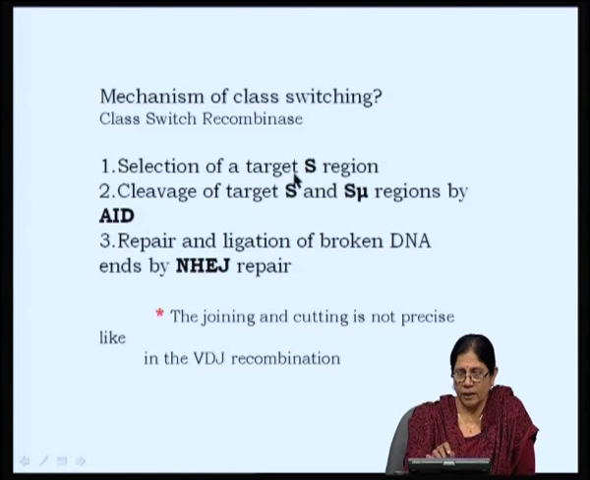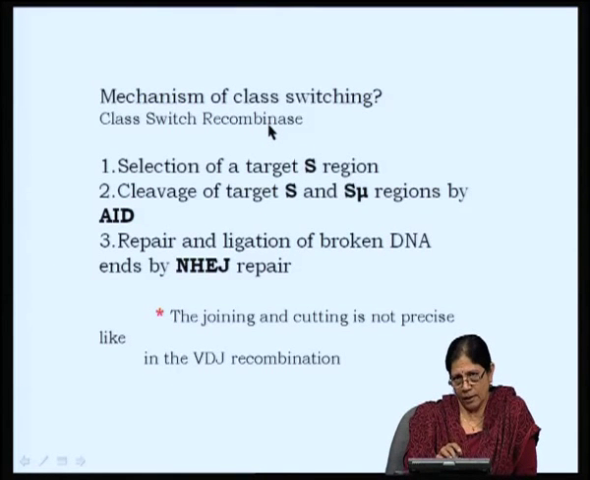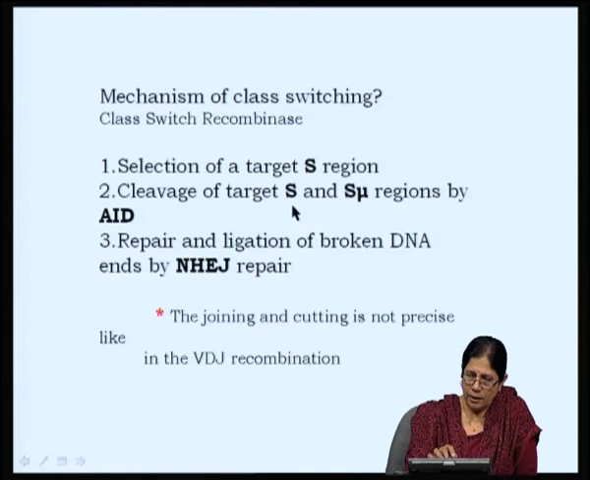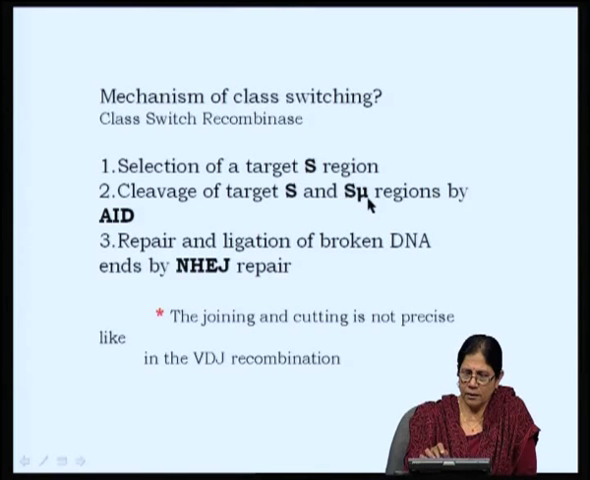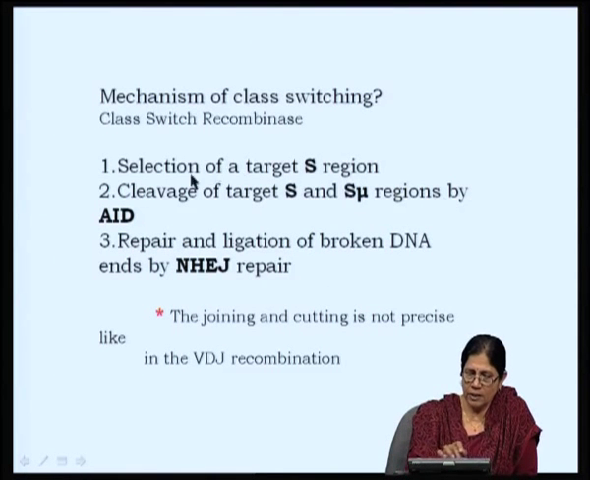First, selection of a target switch region. I have not introduced that, and I will do it in a minute. Selection of a target S region by the recombinase machinery, cleavage of the target switch region, which would be IgM always, and switch of the mu heavy chain. Now, this happens by one enzyme called AID, which is activation induced deaminase.